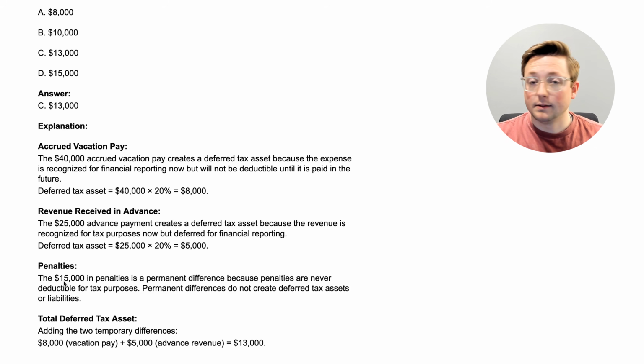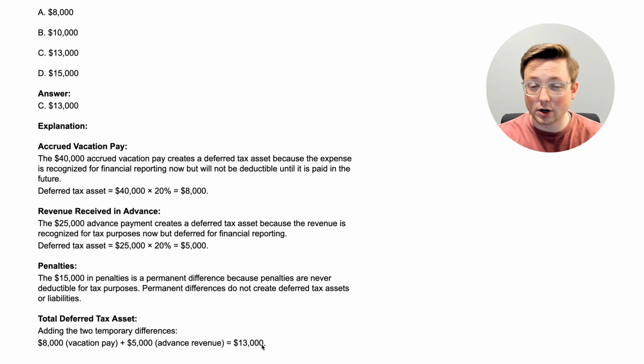Now the penalties, this is another permanent difference. This is something that can never be deductible for tax purposes. If you have a fine or a penalty or something like that from the government, you can't deduct those for tax purposes. So that's another permanent difference, so that's not going to create a deferred tax asset or liability. So we add these 2 deferred tax assets together, $8,000 plus $5,000, that gives us $13,000 of deferred tax asset.